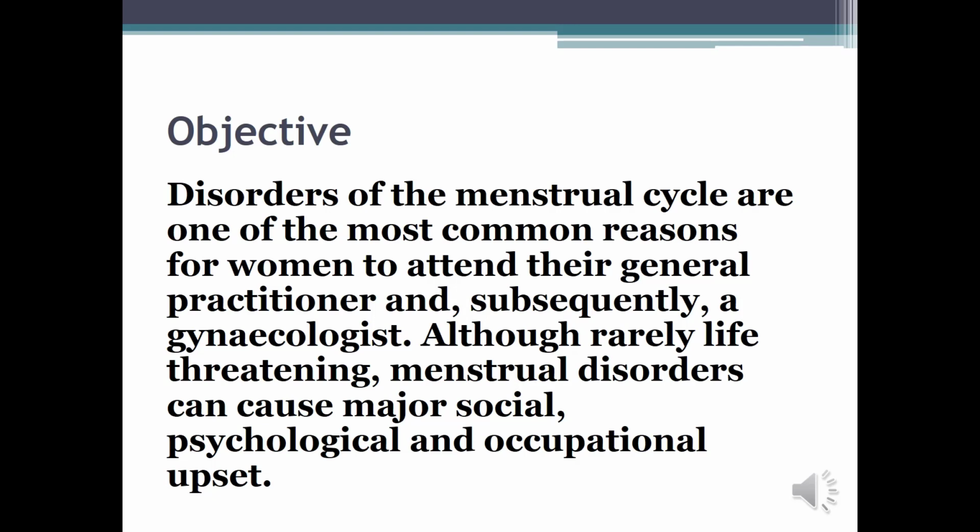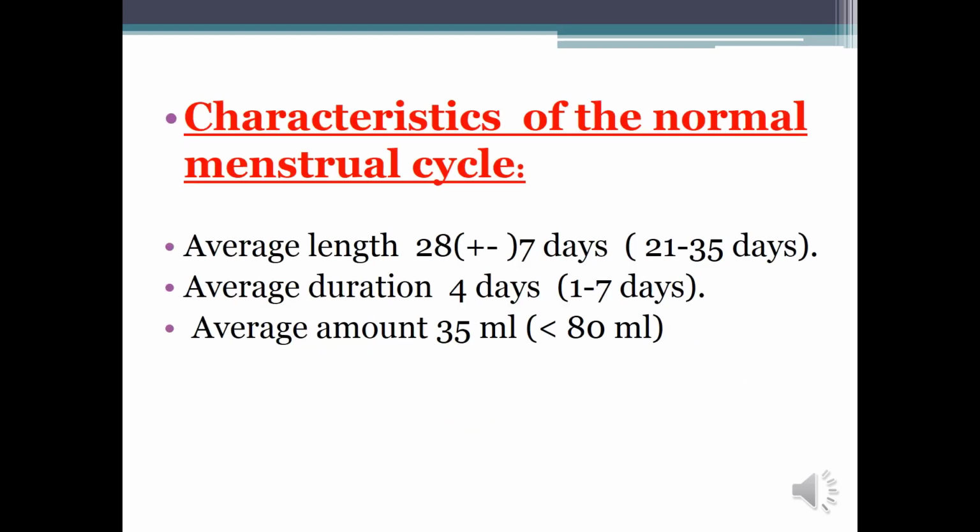Normal menstrual cycle. Average length is 28 days plus or minus 7 days, that's to say from day 21 to day 35. Average duration is 4 days, from 1 to 7 days. Average amount of blood loss is 35 ml, less than 80 ml.